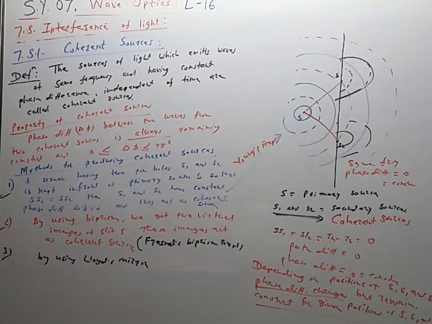So this method is used in Young's double slit experiment. It is called a double slit experiment because there are two slits.